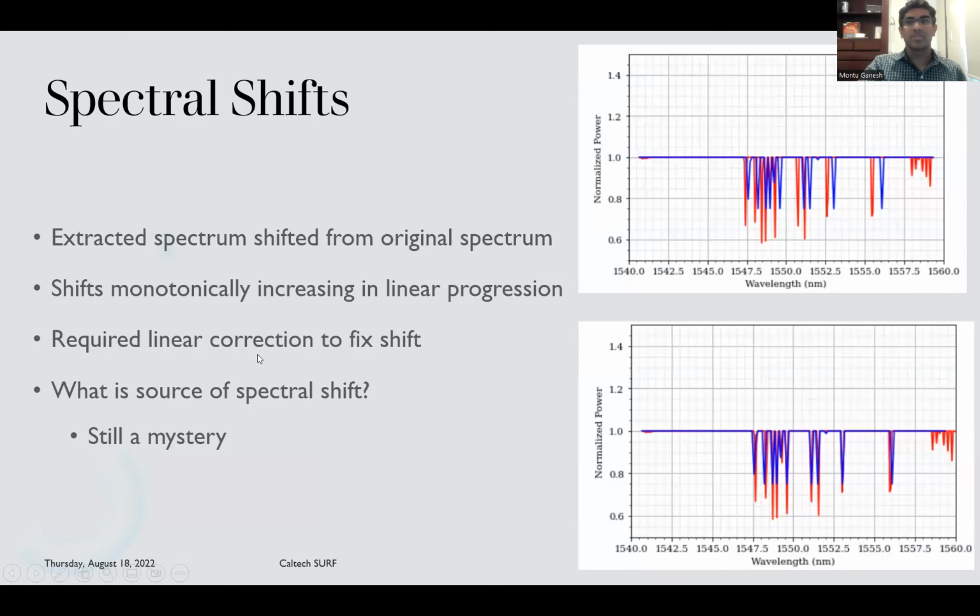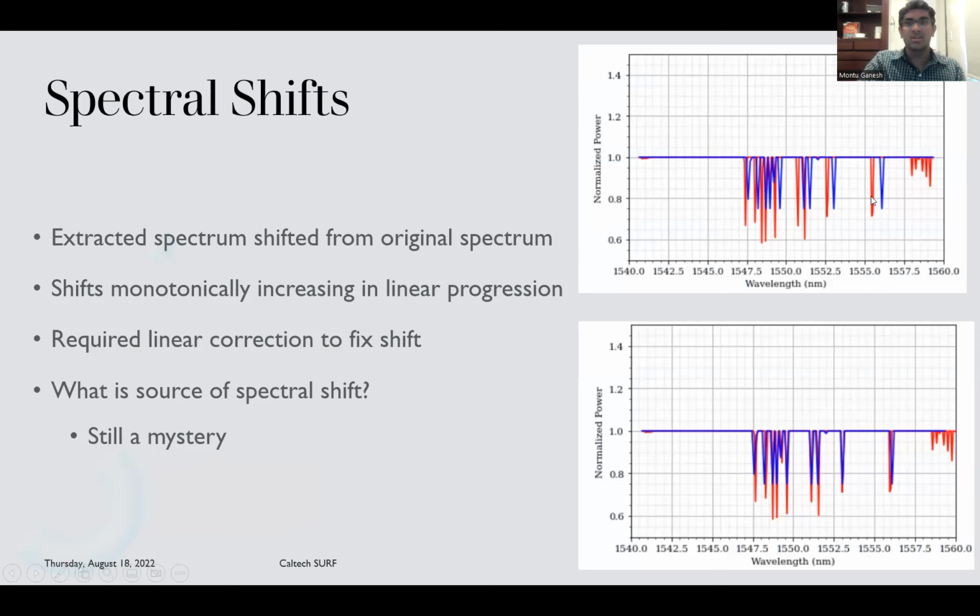So here we're going to talk about the spectral shifts in more detail. If you look at the upper right, the blue curve corresponding to the original spectrum at this resolving power of 12,000 and the red curve corresponding to the extracted spectrum, there is a spectral shift between the extracted spectrum and the original spectrum. More interestingly, we notice that shift increases with increasing wavelength. So as we increase the wavelength, the shifts actually increase. They monotonically increase in a linear progression.